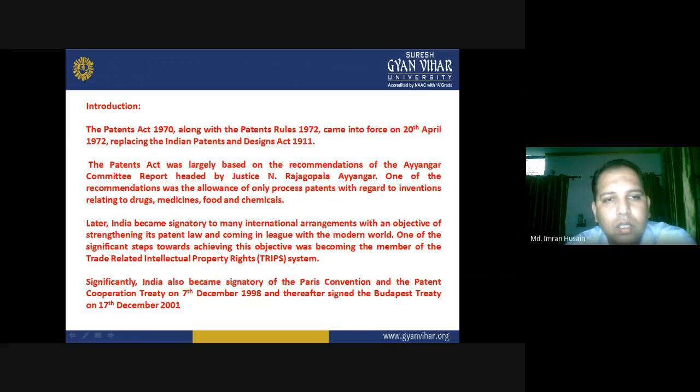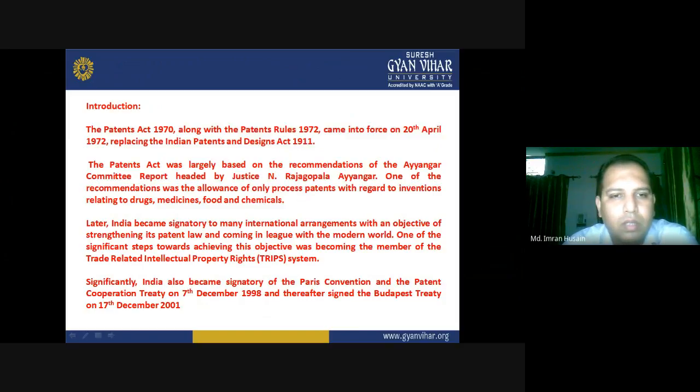Introduction. The Patent Act 1970, along with the Patent Rules 1972, came into force on 20th April 1972, replacing the Indian Patents and Design Act 1911. The Patent Act was largely based on the recommendations of the Ayyangar Committee, headed by Justice N. Rajagopala Ayyangar.